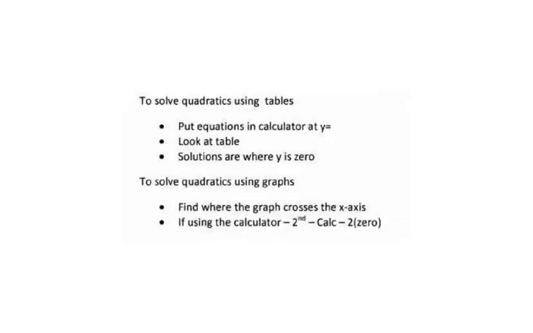To solve quadratics using the table, you'll put your equations in at y equal. You'll look at your table and find where y is 0. To solve using the graph, you put it in y equal, and you find where the graph crosses the x-axis. If you're using the calculator, it's going to be second calc number 2 for 0. You're going to have to do this 2 times, because you're going to have to do it each time that it crosses the x-axis.